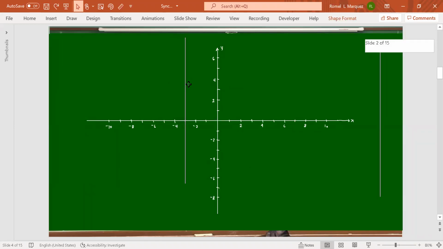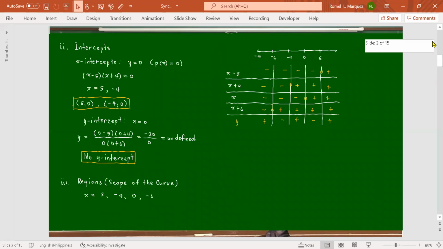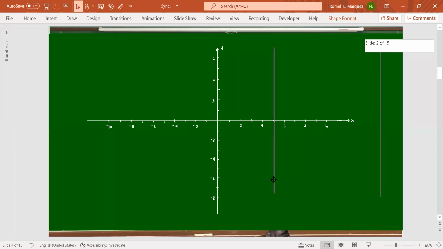What is the x-intercept, guys? x equals 5 and negative 4. That is our partition. Just a guide. And then negative 4. Okay, guys? These are just accessories, a guide for us.